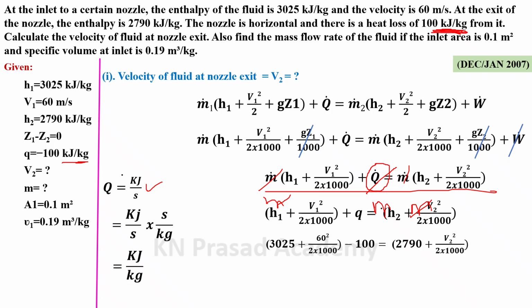So the equation will become: h1 value 3025 plus v1 value 60, so that is 60 square divided by 2000. So q equal to 100 kilojoule per kg. Heat loss, so that's why it is minus. So q equal to minus 100, and h2 is 2790. Then we have to determine the v2. If you solve this equation, we will get the v2 value as 523.07 meter per second.